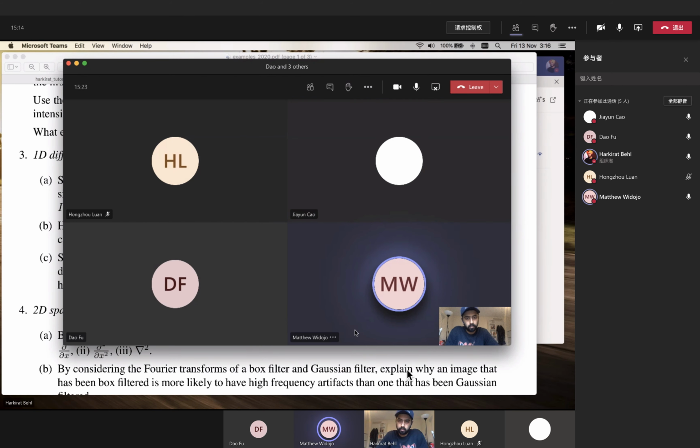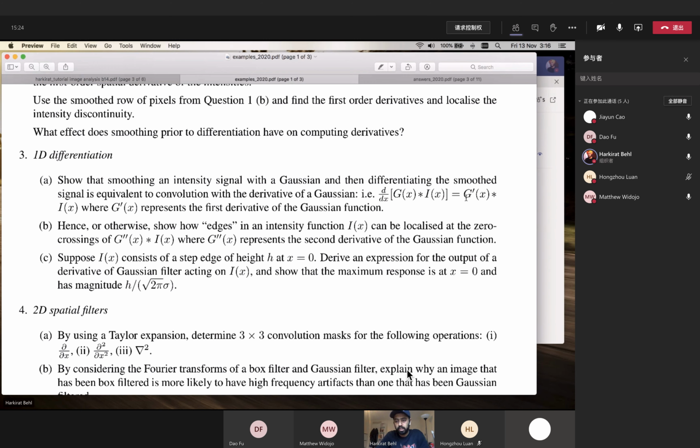What do you mean extrema? Do you mean when the derivatives are the highest, as in? Yeah. So extrema of a function is either maxima or minima. So we want to find the extrema of g dash x into ix, which means when this function g dash x into ix is zero. The derivative is zero. So this function is maximum.